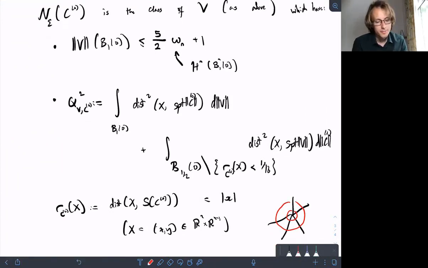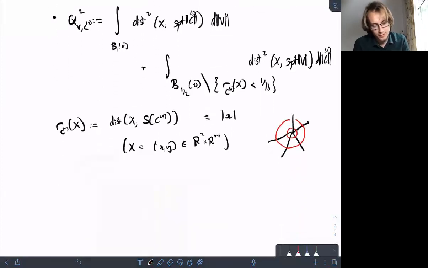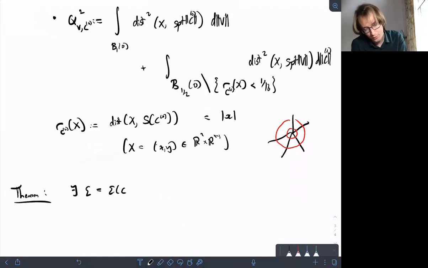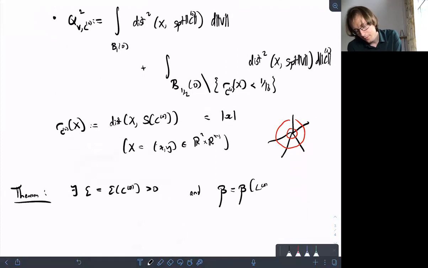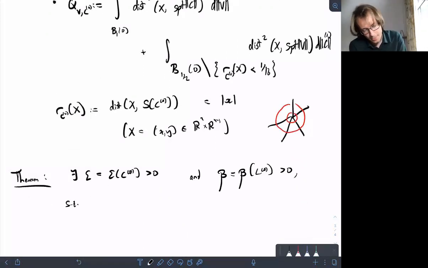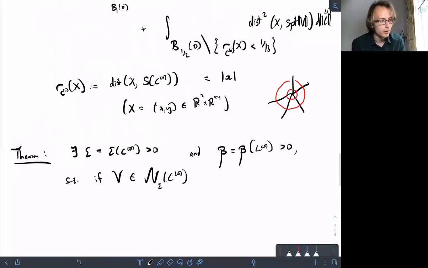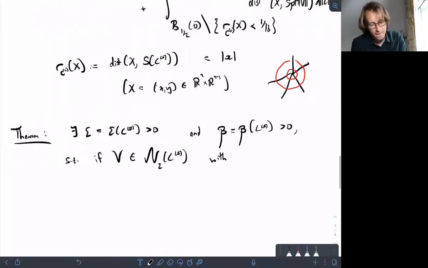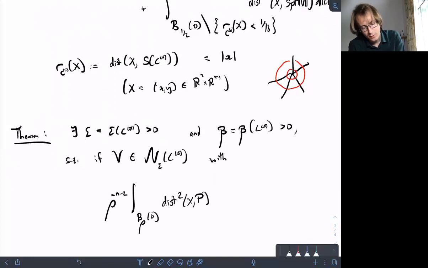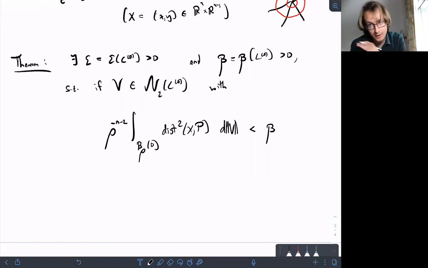So the main result about the multiplicity two classes can be loosely stated as follows: there is an epsilon, which will depend on the cone, of course, and there's a beta, which again will depend on the cone, such that if we have any V in the epsilon neighborhood of C, as we're calling it, with, now we're going to have a one-sided excess, so this is a one-sided excess for some affine plane, and that is a hyperplane P.